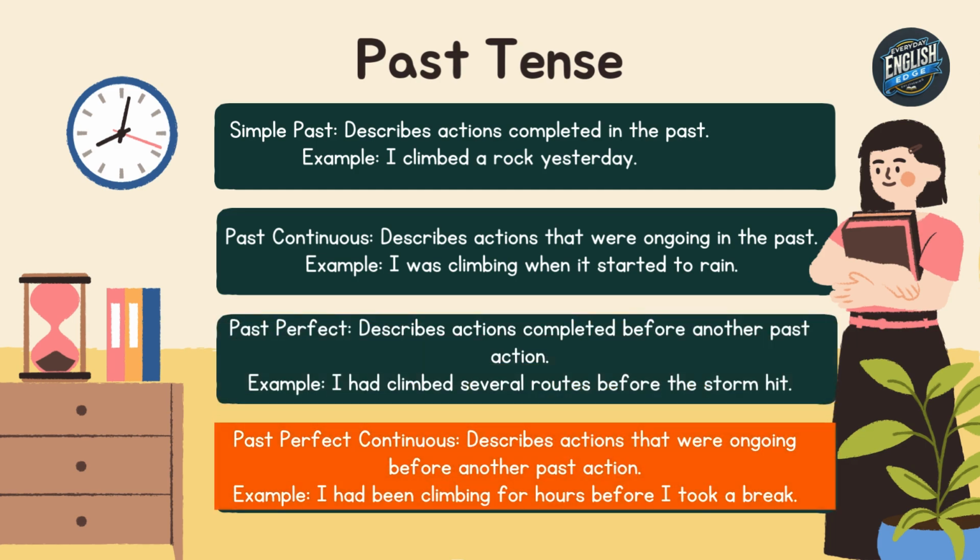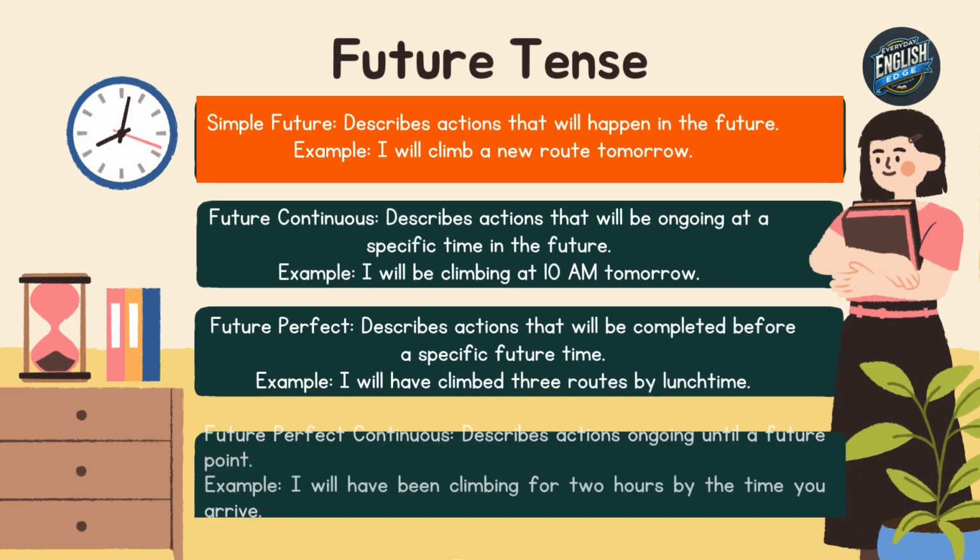Past perfect continuous describes actions that were ongoing before another past action. Example, I had been climbing for hours before I took a break. Next one is future tense.